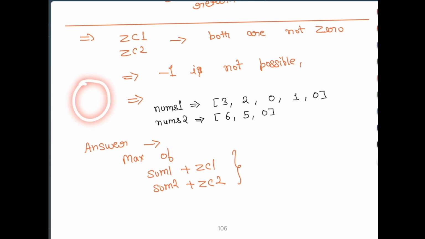There will always be a sum which we can make both the arrays equal to, and the answer is going to be the maximum of sum 1 plus 0 count in the first array and sum 2 plus 0 count in the second array. And why this formula will be true, I will tell you how.